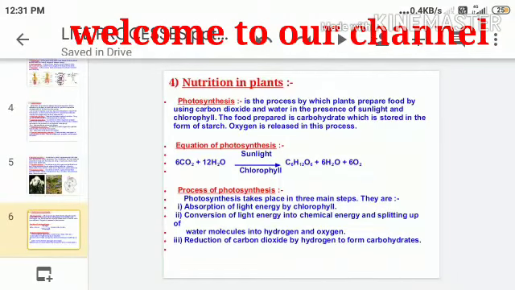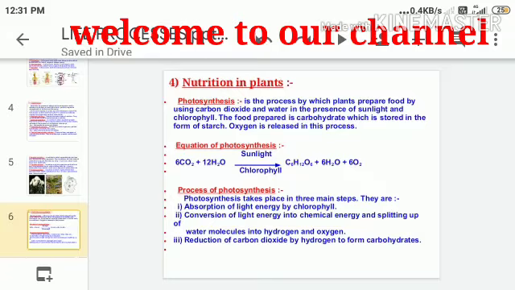Photosynthesis, we are going to study about the nutrition in the plants. Photosynthesis is the process by which plants prepare their food by using carbon dioxide and water in the presence of sunlight and chlorophyll. The food prepared is carbohydrate, which is stored in the form of starch or glucose, and the by-product of photosynthesis is the production of oxygen with glucose.